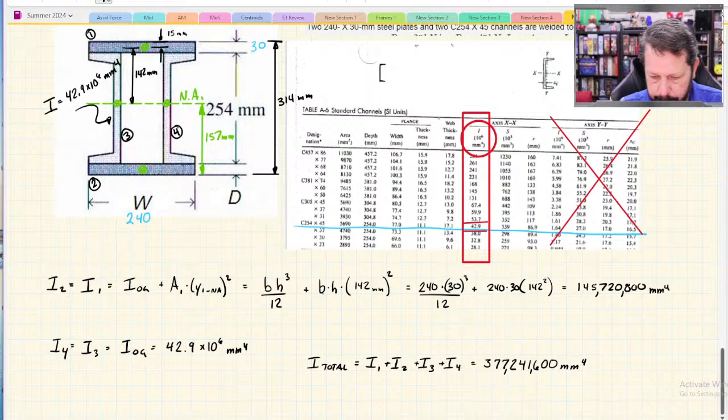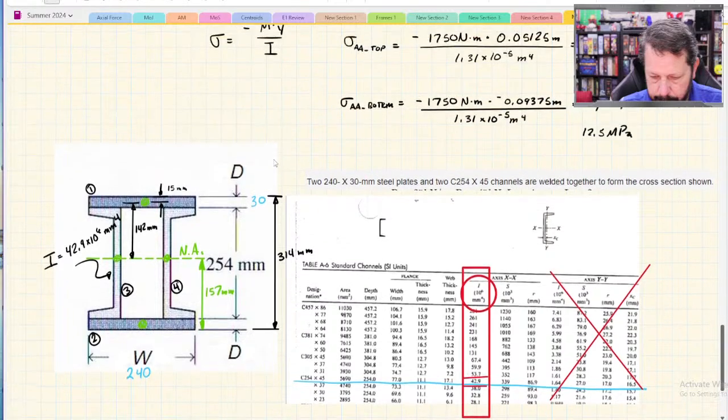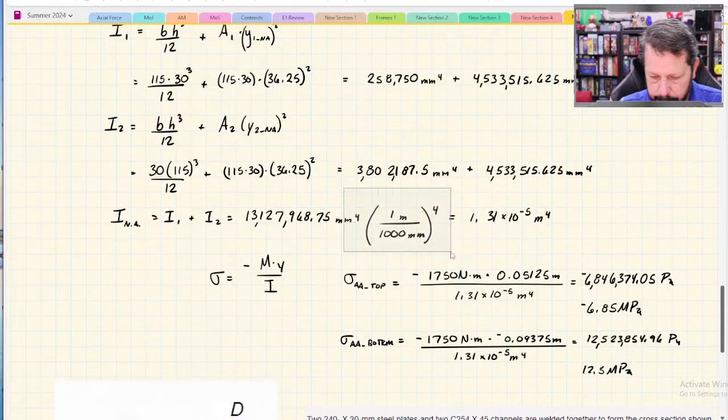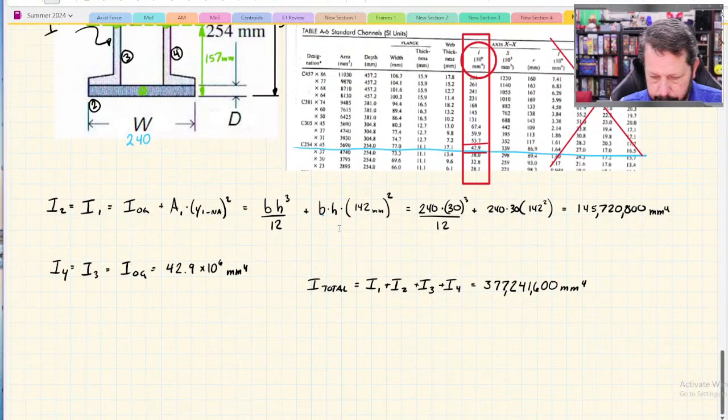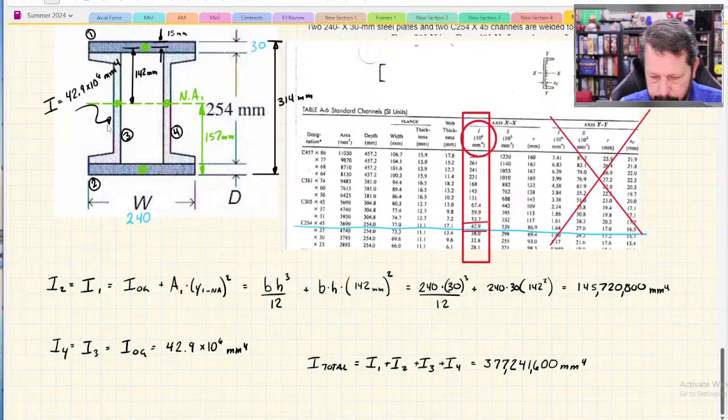And then if we wanted to convert that to meters to the fourth, we could do our little conversion factor like we did last time: 1 meter over 1,000 millimeters, but it's millimeters to the fourth, so we have to raise our 1/1000th to the fourth power. And so now we could take that, and if we wanted to calculate flexural stress or something like that, we could use this as our moment of inertia.